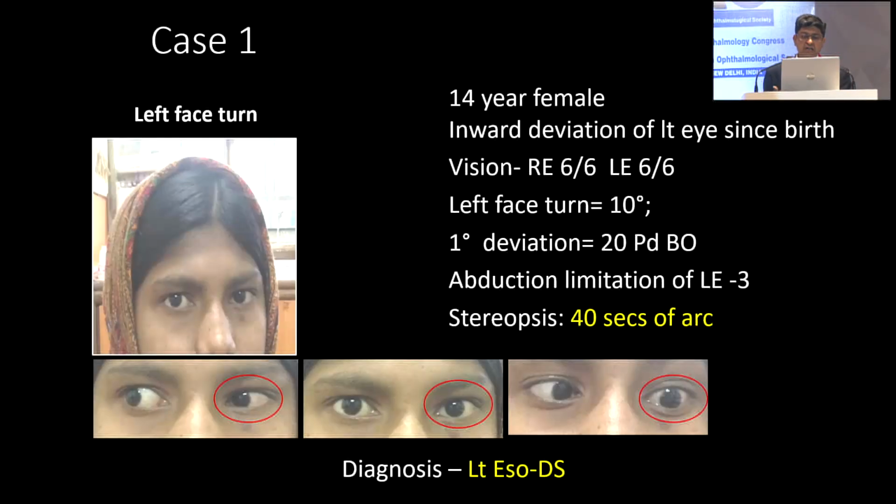So this was a young girl who came to us. Again, the characteristic thing for you to notice when you're looking at Duane's is they have good vision and they often have very good binocularity. This is because the amount of deviation usually is less, and the child is able to develop with the head posture, maintaining binocularity, and in many cases, very good stereopsis.